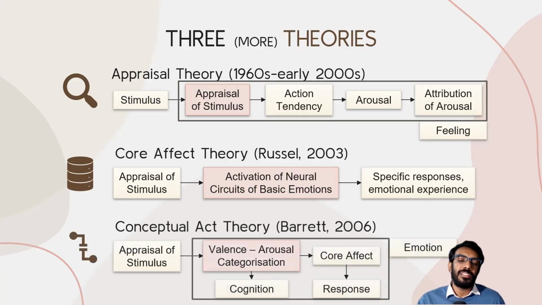Right. So this was supplanted by Barrett in 2006 by something that she called the conceptual act theory. This is our current understanding of emotion, from 2006 up to now. This is the one that has endured, right? First of all, there is appraisal of the stimulus, like the appraisal theory said, no change from that. Following this, the next step of appraisal is a categorization of this emotion based on valence and arousal.